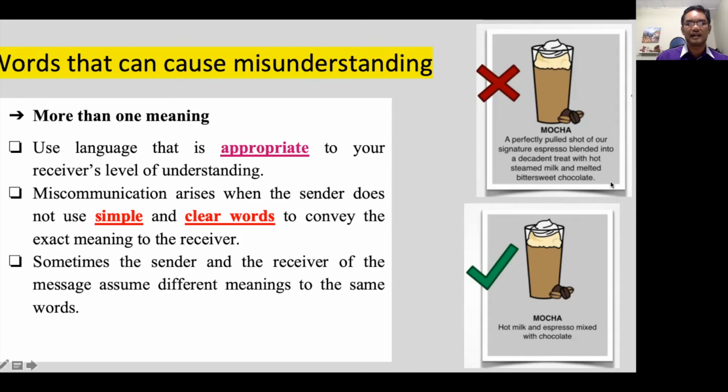Mana lagi senang? Use language that is appropriate to your receiver's level of understanding. Tengok, kalau nak guna bahasa tinggi, bercakap dengan profesor ke apa ke, bolehlah nak guna term-term tinggi tu. Tapi kalau bercakap dengan pelajar sekolah macam mana? Bercakap dengan budak sekolah rendah lagi macam mana? Miscommunication arises when the sender does not use simple and clear words to convey the exact meaning to the receiver. Sometimes the sender and the receiver of the message assume different meanings to the same words.